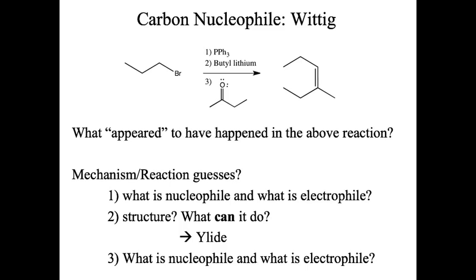We're going to go through a fancy little intermediate here that we haven't talked about yet, a ylide. Okay? Once we've identified those intermediate structures, we can go back to nucleophile, electrophile to see if that can help us predict our way through. Kind of, sort of?